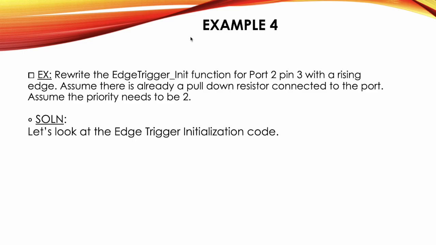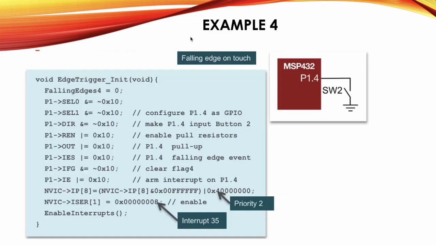So let's just look at this edge trigger initialization code. This is what was shown in that lecture. I don't have a video for that, but here's what was shown. In this, I have falling edges at 4. That's just a variable that is really global that I'm going to be setting at another time. If I were doing an IRQ handler, I would probably adjust the falling edges value in that.